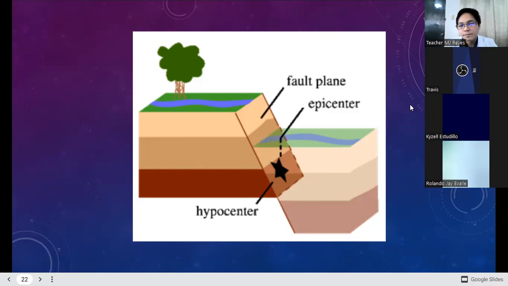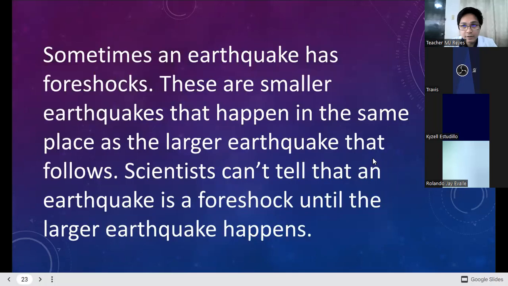Do not make it complicated. Make it as is. Sometimes an earthquake has foreshocks, the smaller earthquakes that happen in the same place as the larger earthquake that follows. Or we usually call them aftershocks. Foreshocks or aftershocks are smaller earthquakes that happen in the same place as the larger earthquake that follows.